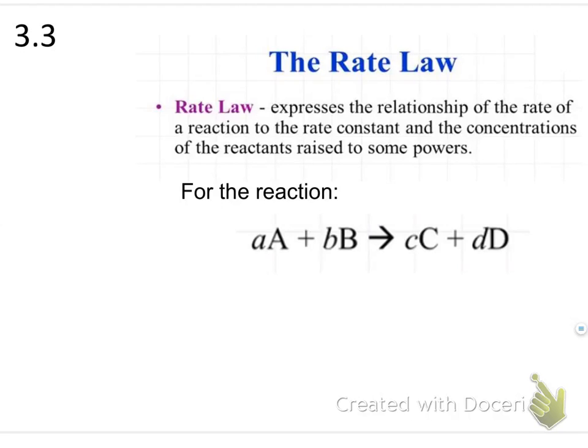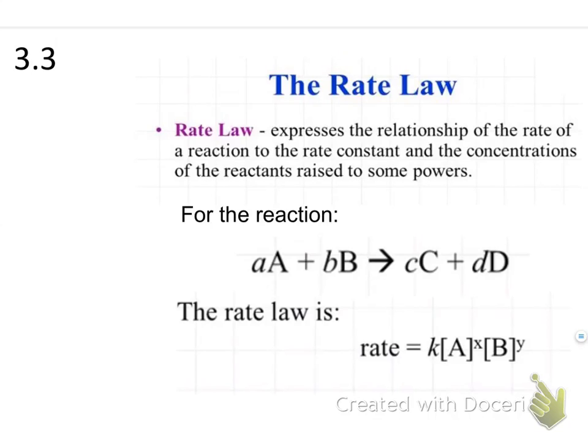balanced equation. The rate law here would be: the rate is equal to some constant times the concentration of the reactant A raised to some power x. Now this power x is not the same as the coefficient in the balanced equation, times the concentration of B raised to some other value we'll call y, which is not the coefficient in the balanced equation. And here we are looking at the rate being dependent only on the concentrations of the reactants and not the products. So let's take a look at how we would use this.